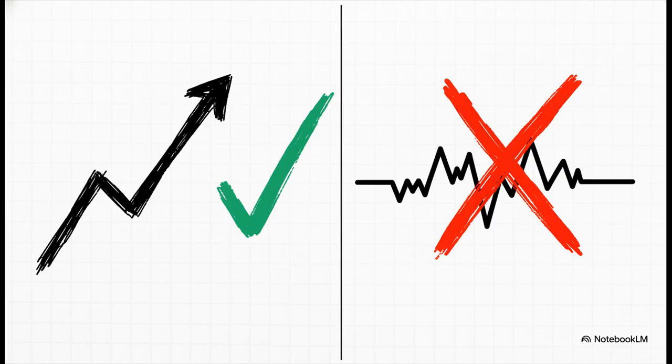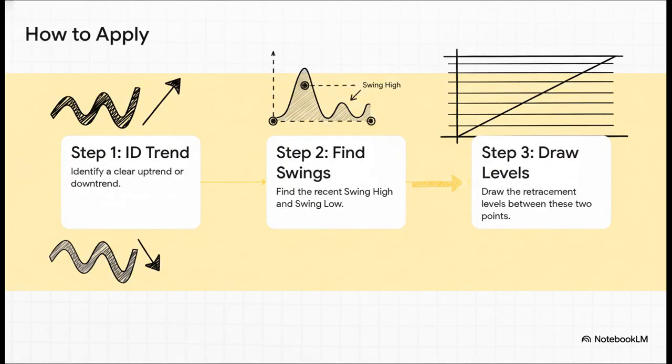Seriously, trying to use it in a messy, sideways market is just a recipe for confusion and a whole lot of bad signals. The entire point is to find a good entry point inside an existing trend. You're looking to buy on a little dip in an uptrend or maybe sell on a small rally in a downtrend. So how do you actually do it?